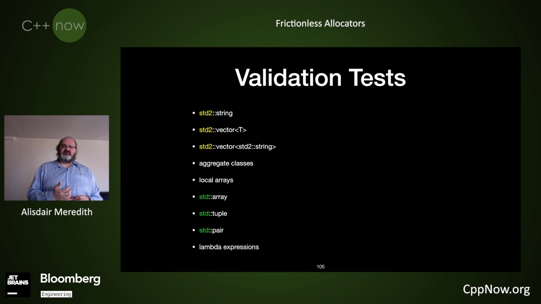Are aggregate classes just supported out of the box? Do local arrays just work? In principle, because you gain the property from your bases and members, std::array, std::tuple, std::pair should just work without us having to write new versions of this code. And again, lambda expressions. So that's my feature set that I plan to test to gain some confidence that we're going in the right direction, and then we can come back and start to look at exactly how we start formalizing this. How do we turn it into something that could then look like a standard proposal?